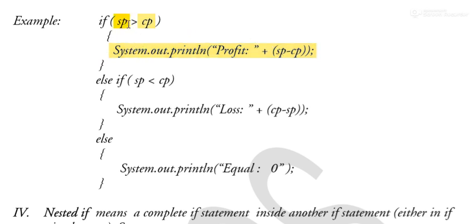But if this condition is false, that means sell price is not greater than cost price, then another condition will be checked: SP is less than CP.